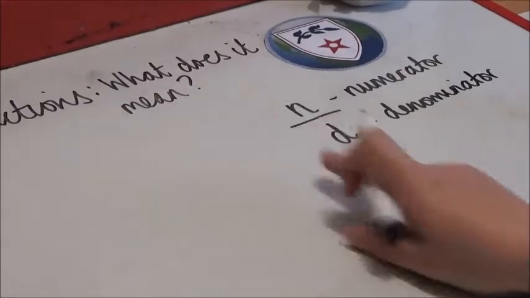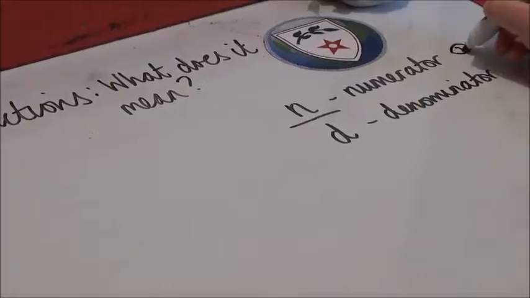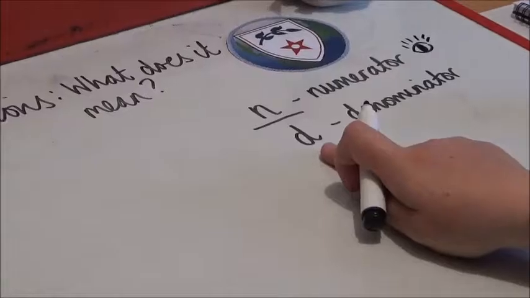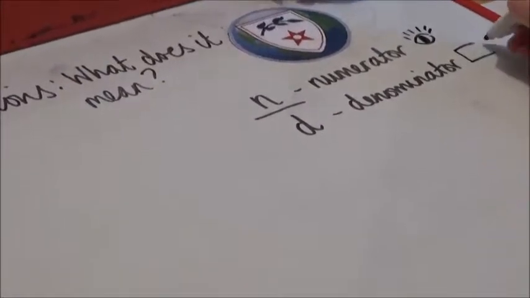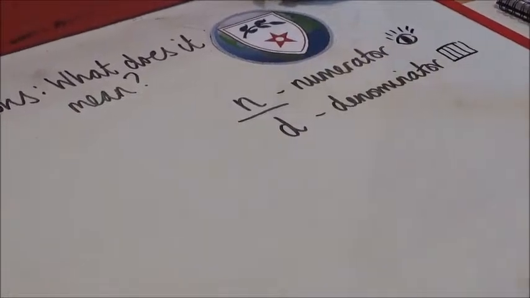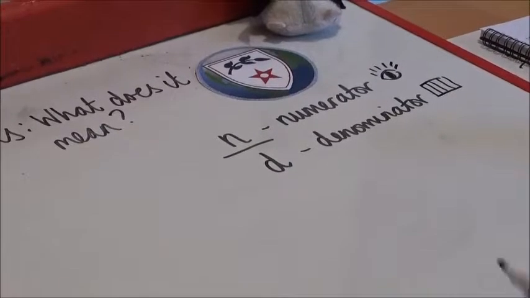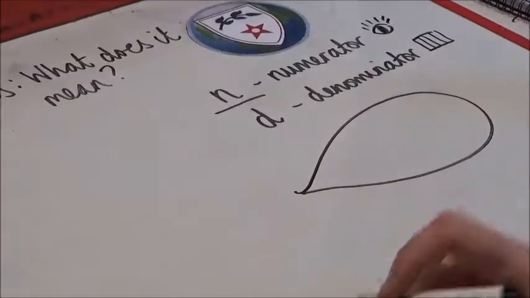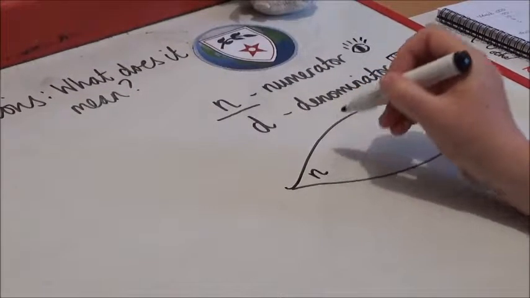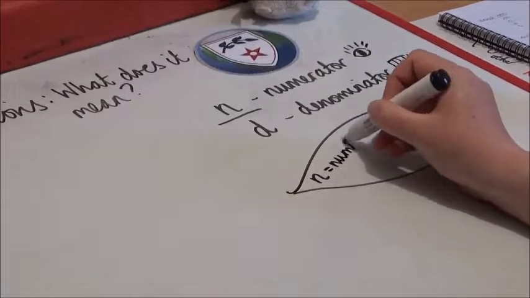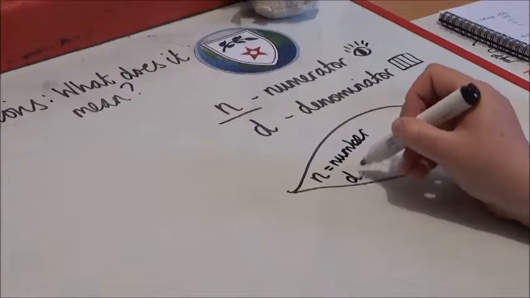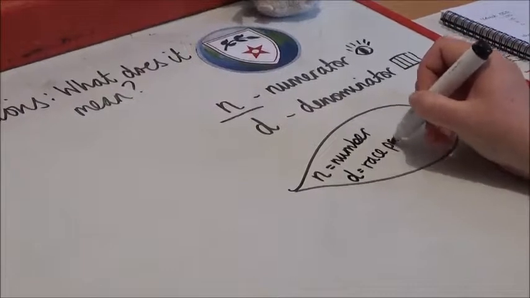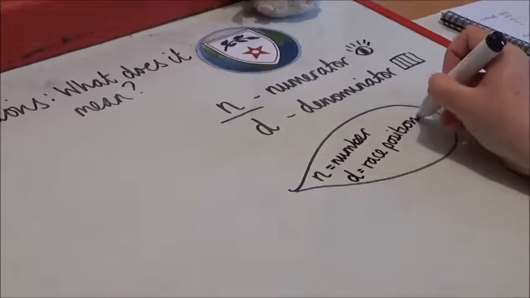Okay, the numerator tells us how many pieces we're looking at. So I'm going to draw a little eye here to remind us. And the bottom of the fraction, the denominator, tells us how many pieces make a whole. Okay. Now, when we're saying a fraction, we say the numerator like a normal number, but the denominator, we say it like a race position. I'll show you what I mean by that.